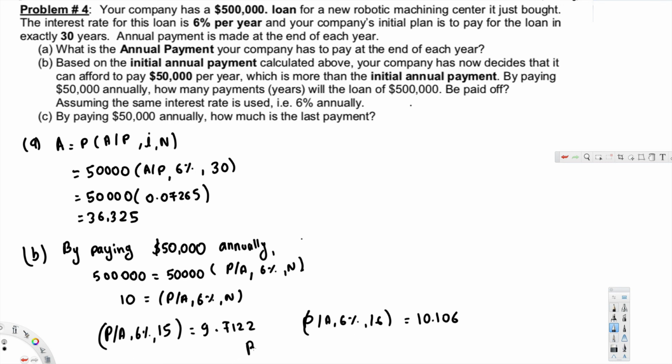So by paying 50,000 per year, it will take 16 years.